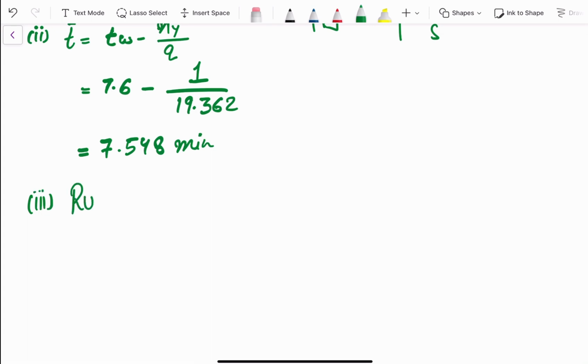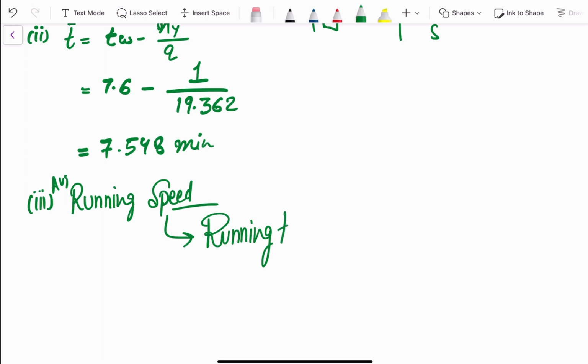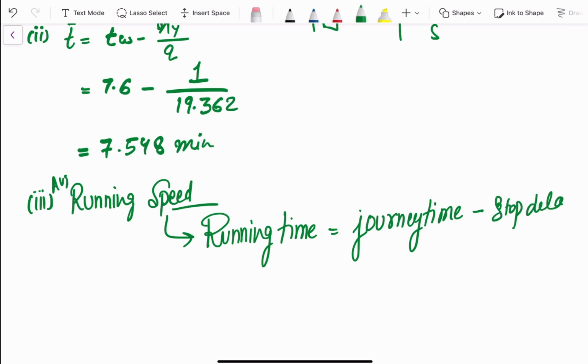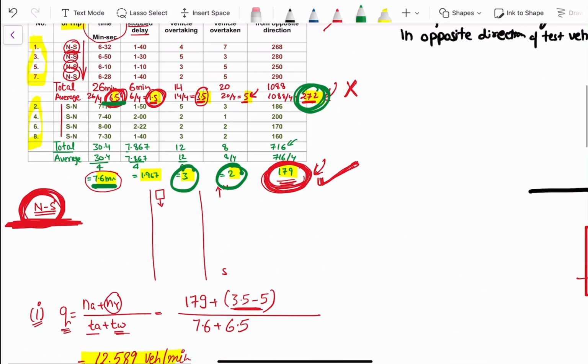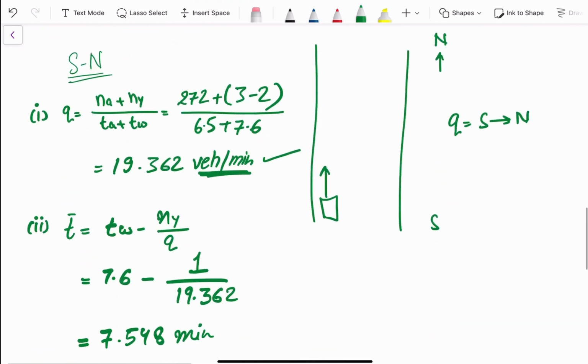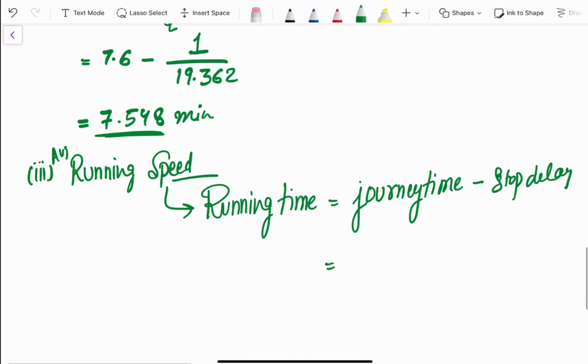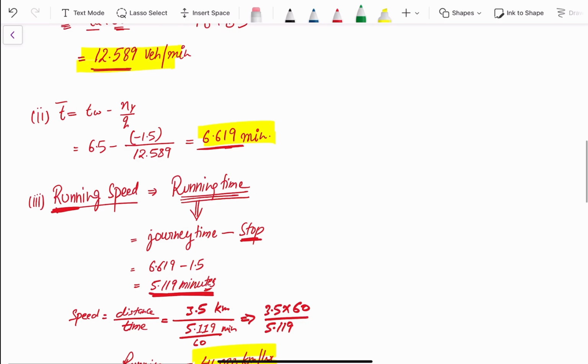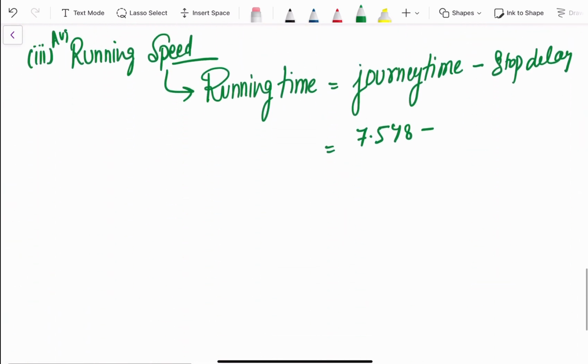Then the third is the running speed. To find the average running speed, we need the average running time. And running time, as we have just discussed, is the average journey time minus the stop delay. The average journey time in the south-north direction was 7.548. The delay in this direction was 1.967. So upon solving, we have 5.581 minutes as our running time.